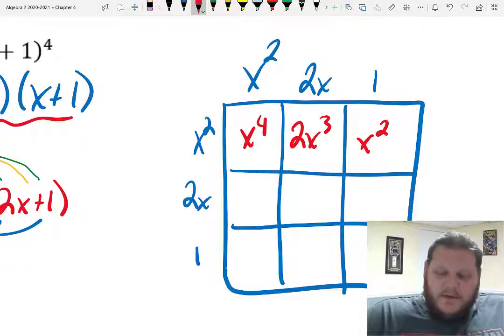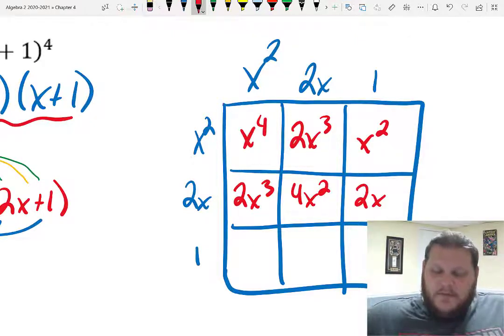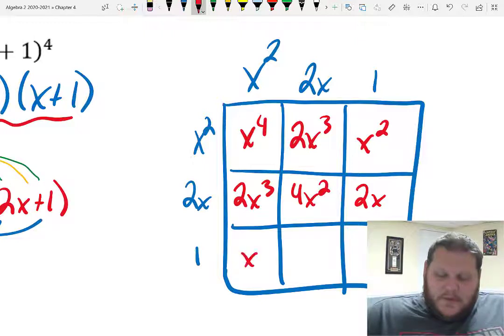x squared times 2x is a 2x cubed. 2x times 2x is a 4x squared. 2x times 1 is just 2x. And then the last one, x squared times 1 is x squared. 2x times 1 is 2x. 1 times 1 is 1.